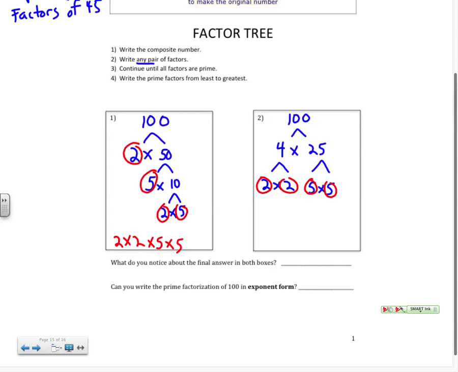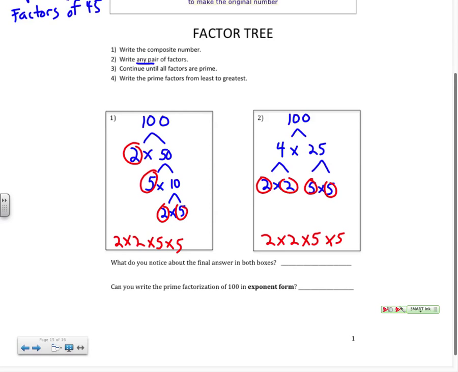All right, I have all of my numbers circled. They're all prime. I'm going to write them in order from least to greatest. 2 times 2 times 5 times 5. Again, I check back to make sure when I actually multiply those numbers, I get 100. And I do. 2 times 2 is 4. 5 times 5 is 25. And 4 times 25 is 100.